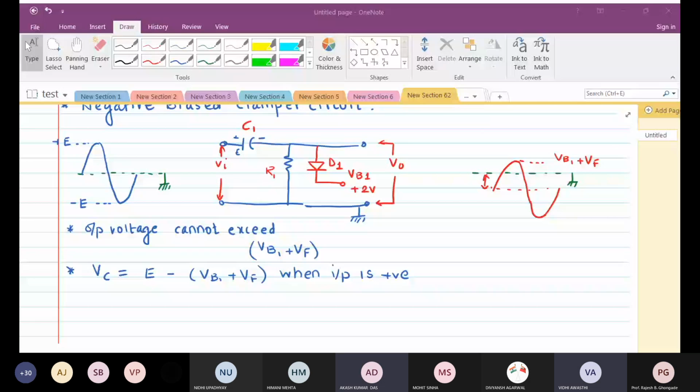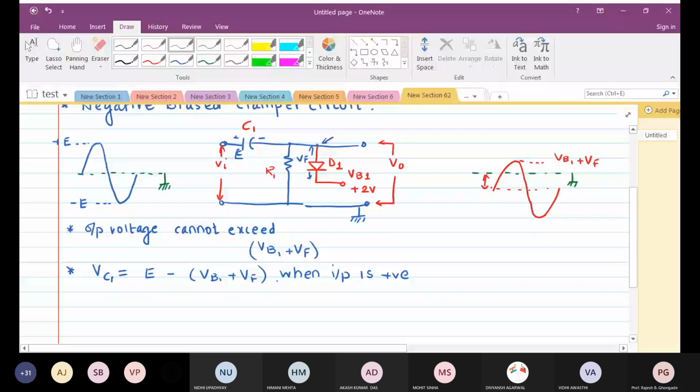You are not clearly audible. Now am I? Yes, sir. Okay. So we started with the voltage across the capacitor C1. VC1 will be equal to this E, but at the same time, what is the voltage at the other terminal of the capacitor? It will be this voltage, which will be equal to VB1 plus VF. You remember this is VF. Voltage across this. So whatever is the maximum voltage will be E minus (VB1 plus VF) when your input is positive.